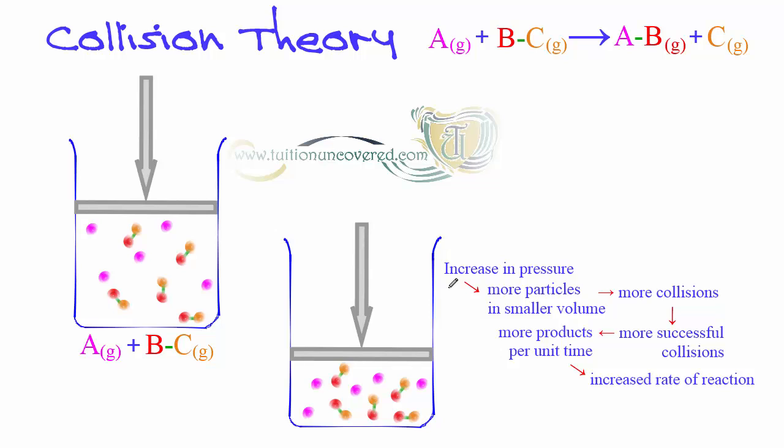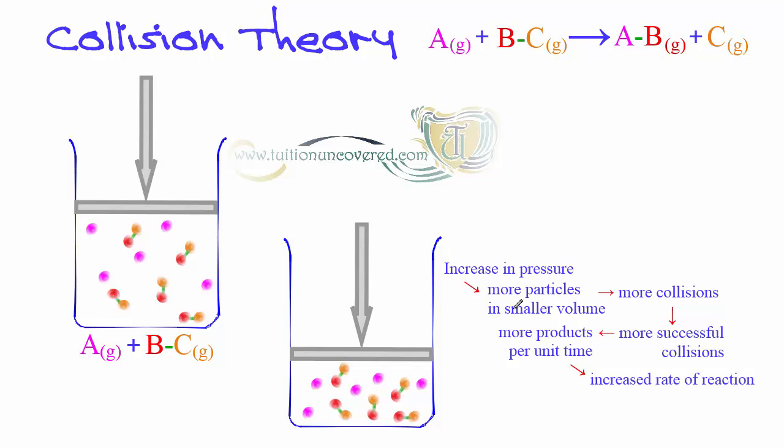So, what does this do with respect to collision theory? Increasing pressure increases the number of particles in a smaller volume. There are more collisions, more successful collisions, more products per unit time, and therefore increased rates of reaction. The dialogue is extremely similar to the previous example we looked at with concentration, so it's easy to revise.